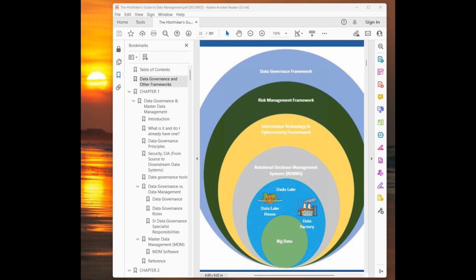And then you're going to have relational databases, and then you're going to have your data lake, data lake house, data factory, and then big data that pretty much feeds into the data lake, as a lot of that data that they're trying to track is being stored within that data lake. So that's a good hierarchy of frameworks that are working together to track all the data assets.